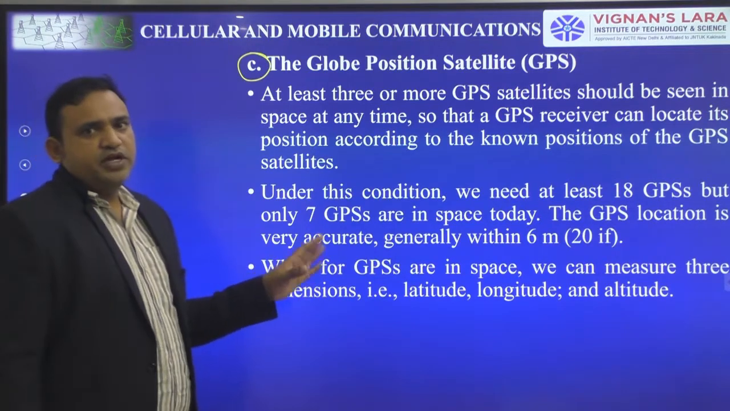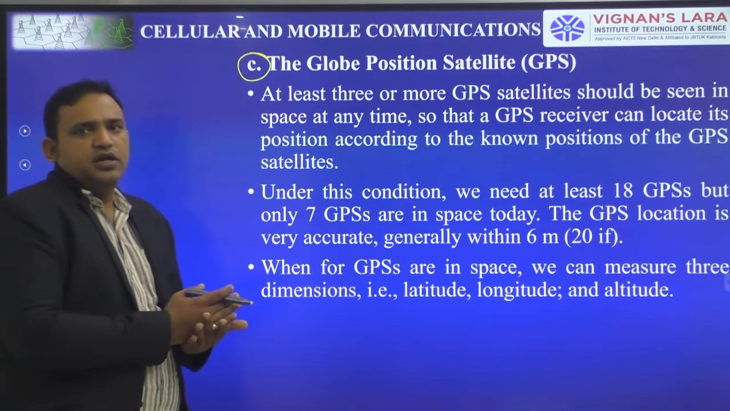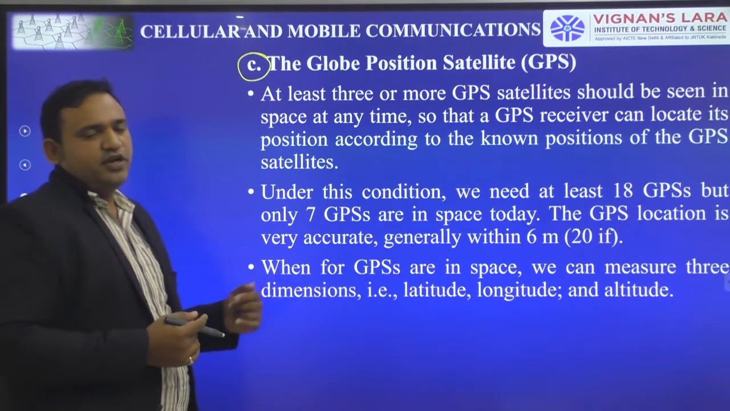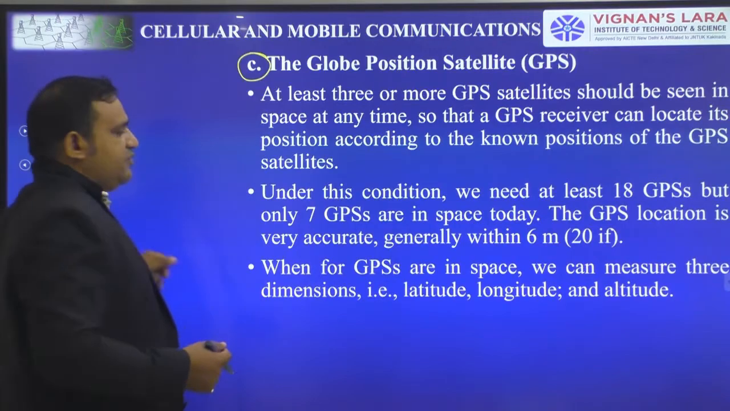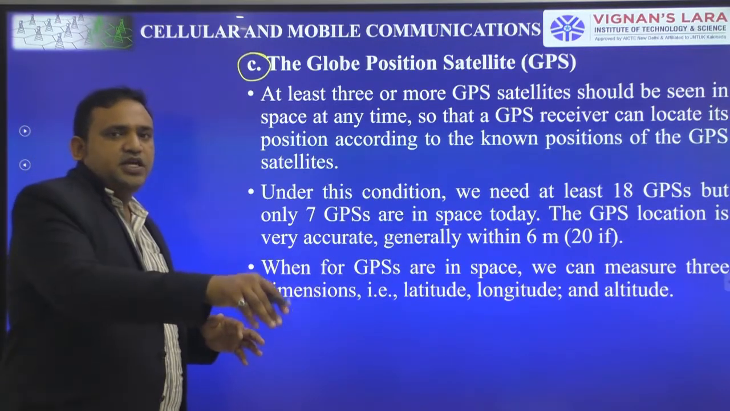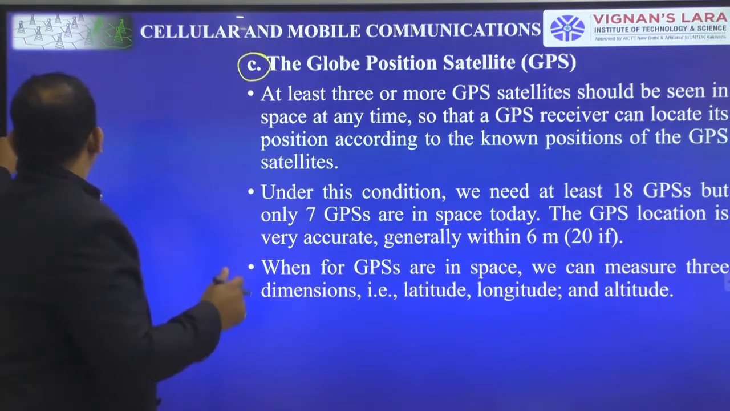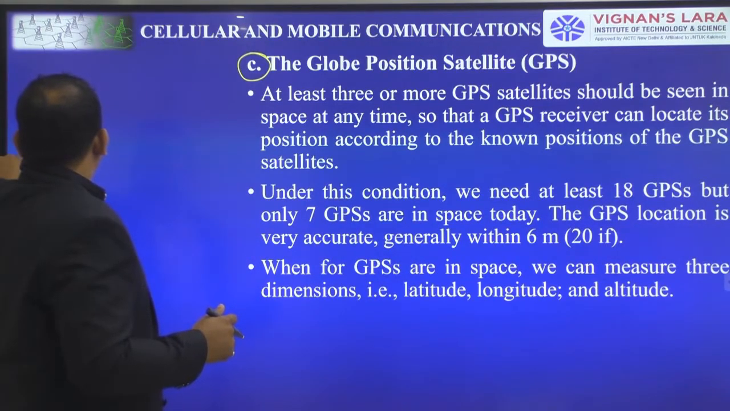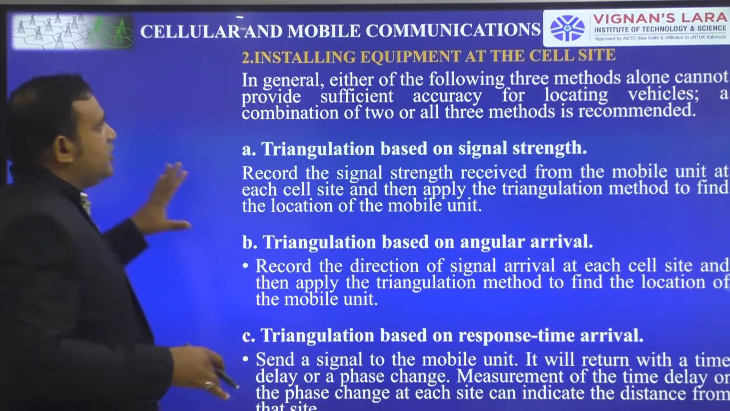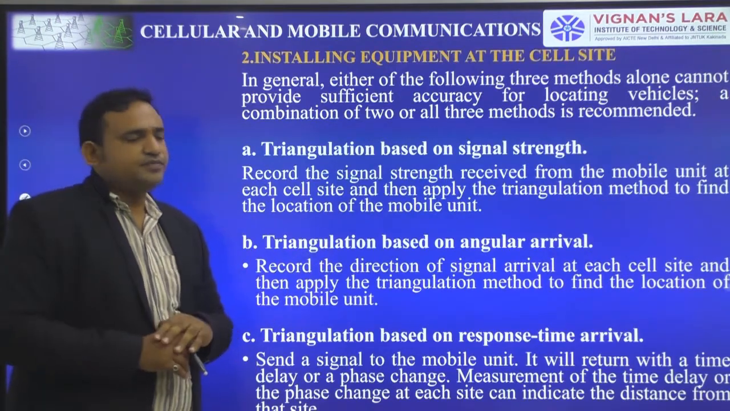These are about vehicle location. GPS we can make available in the mobile unit. GPS is available, gyroscope is available. The cell site antennas are fixed. By using the triangulation method, you can identify the mobile unit also. These are about installing equipment in the vehicles. Next one, installing equipment at the cell site.